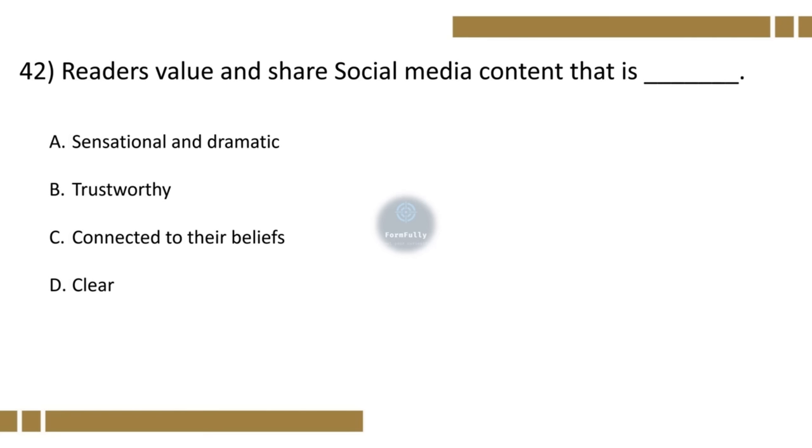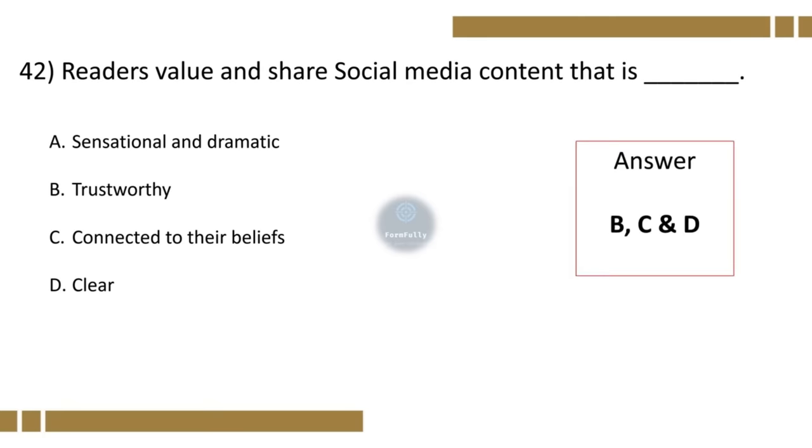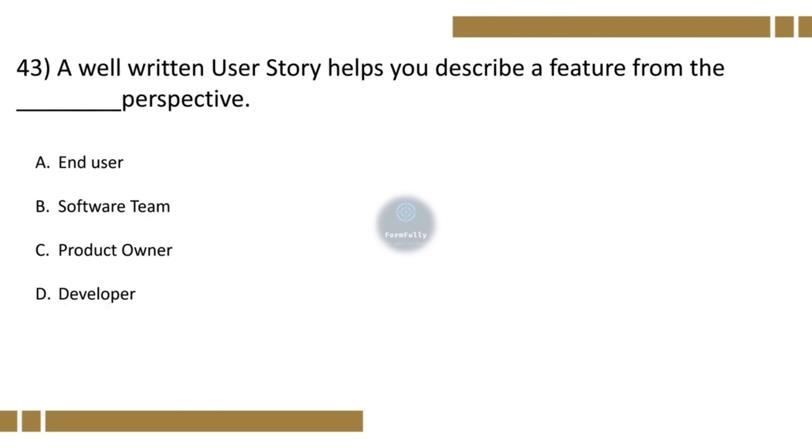Question 42. Readers value and share social media content that is, Option A, sensational and dramatic. B, trustworthy. C, connected to their beliefs. D, clear. And the correct option is B, C and D.